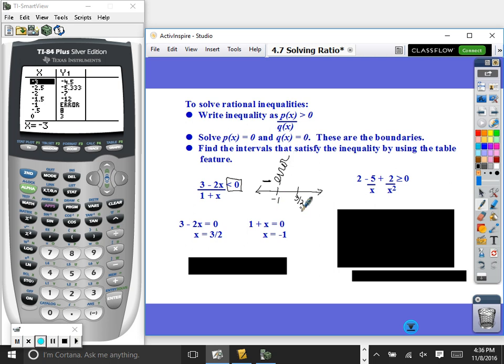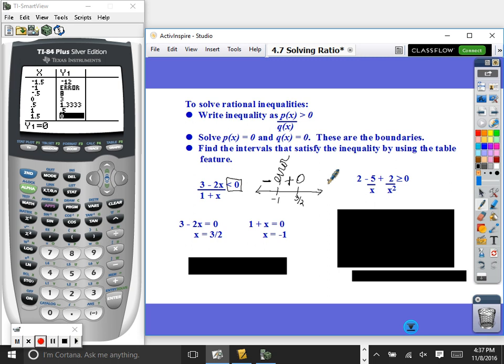From negative 1 to 1.5, we're going to scroll down the table. Right here, this is looking like our y values are positive numbers. So I'm going to put a positive in here. Notice when we got to 1.5, we had an actual 0. That's because that was in the numerator.